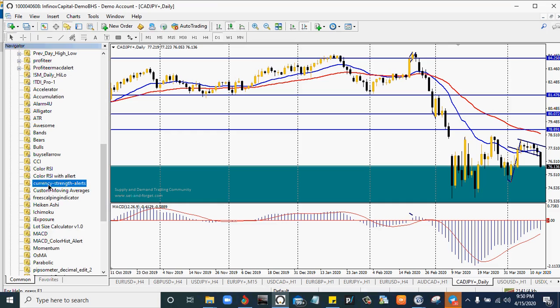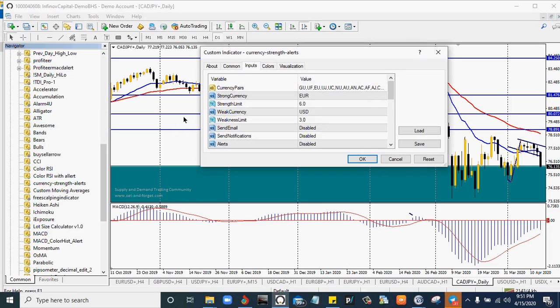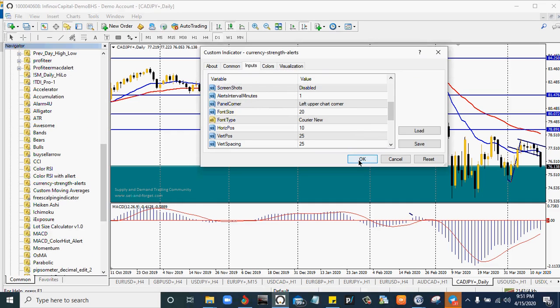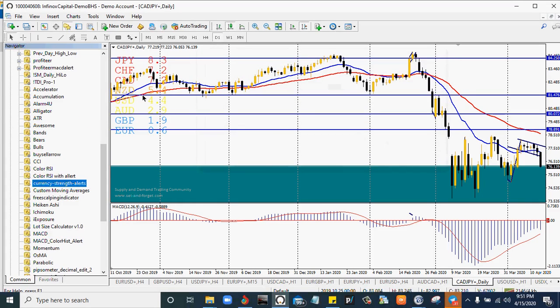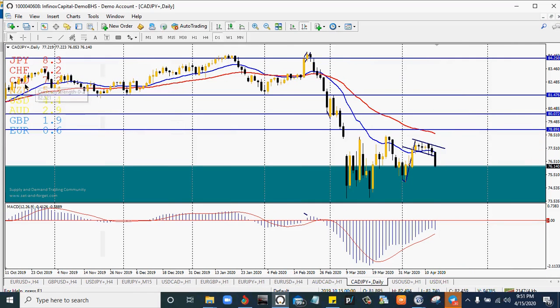Okay, so what do I need to do to put it on my chart? I can just drag it and drop it on the chart, same as with any other window. I click OK. Here you are. Now it's telling me the currencies that are strong and the ones that are weak per time. This you will not see directly on your MT4.